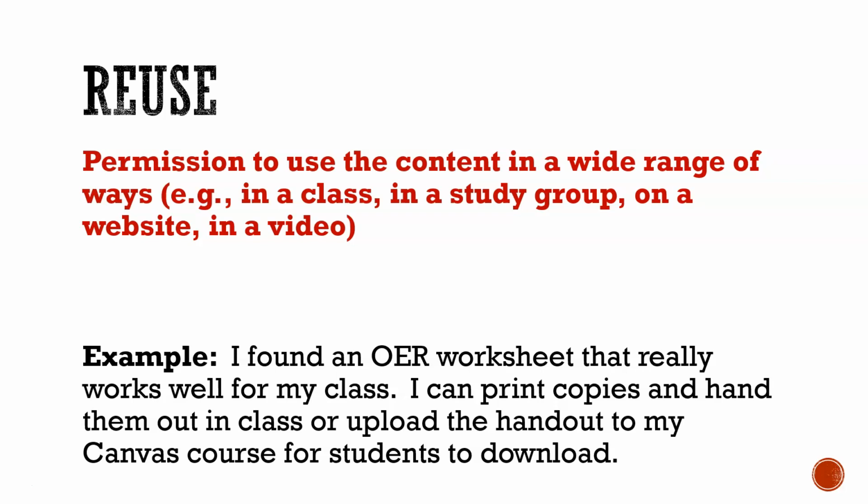In addition to retain, we also have reuse. This is the permission to use the content in a wide range of ways: in a class, in a study group, on a website, in a video. An example here: I found an OER worksheet that really works well for my class. I can print copies and hand them out in class, or upload the handout to my Canvas course for students to download. Again, with proprietary textbooks, there might be restrictions in how we utilize the resources, whether physical or online, or the number of copies we can distribute, all sorts of things that you don't actually see with these OER type resources.